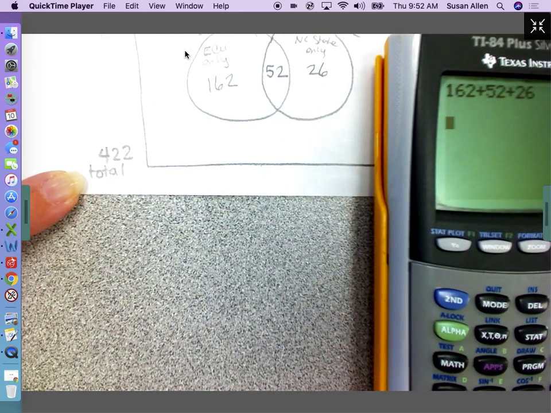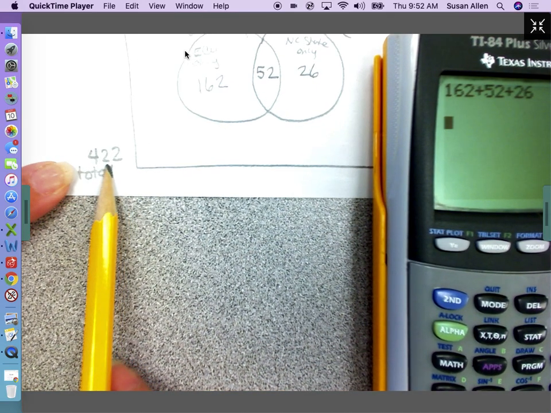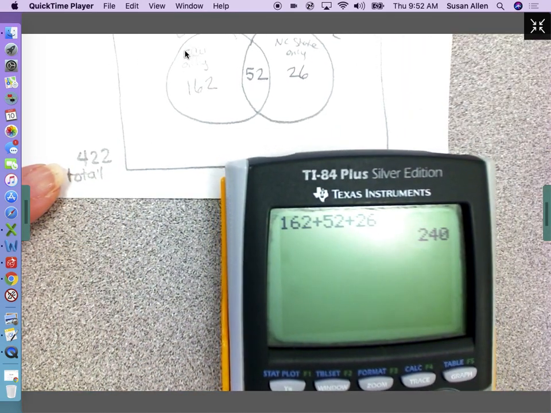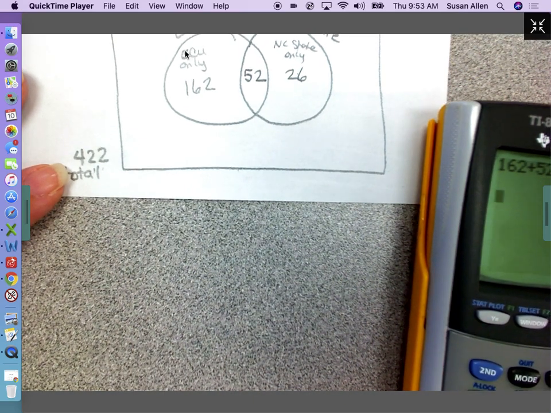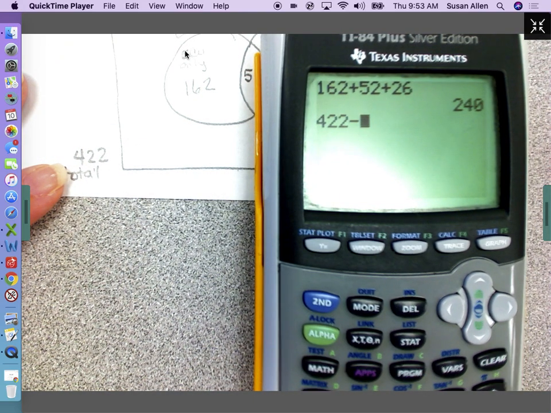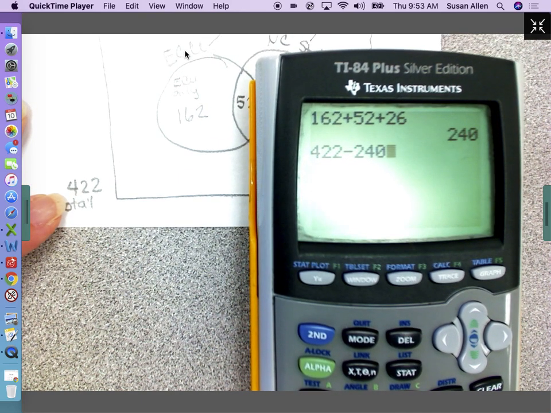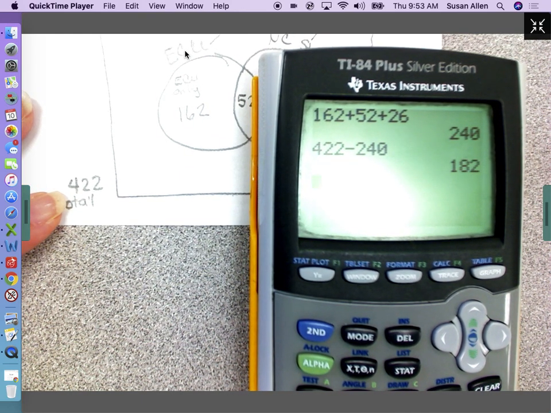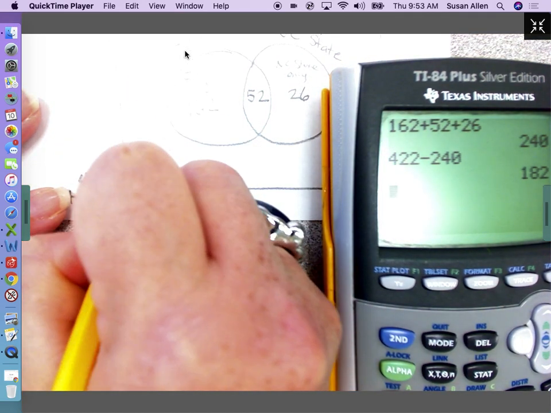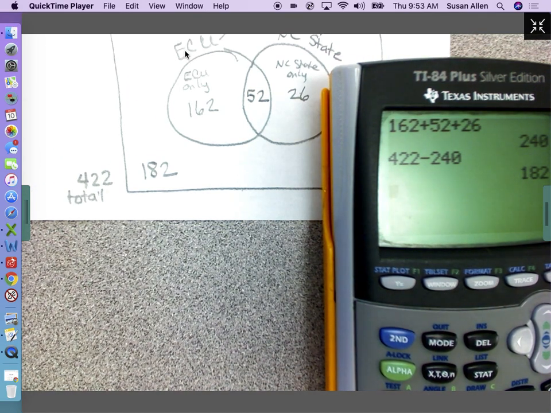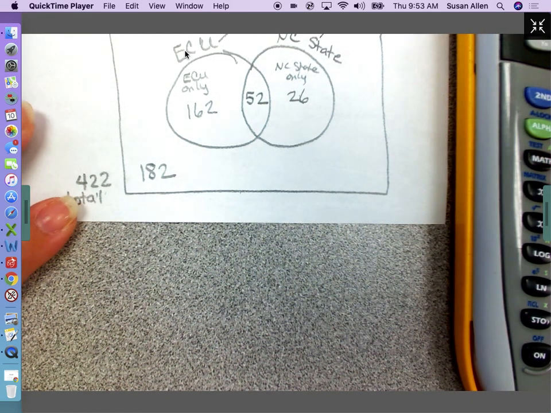It does not. So what does the difference between 422 and 240 represent? It represents that there are some seniors that did not apply to either school. So they would be on the outside. So if I take this 422 and subtract out the 240 that applied to either NC State or ECU, then I get 182 students. That number needs to go inside the rectangle, not inside the circles. We are looking for that when we grade the quiz, the test tomorrow. If we do not see it, you will lose a point.